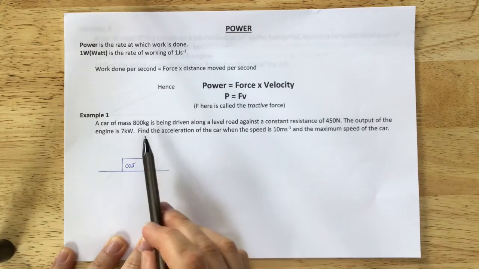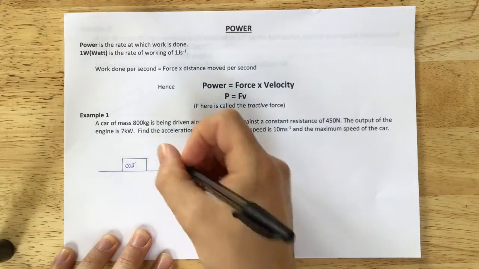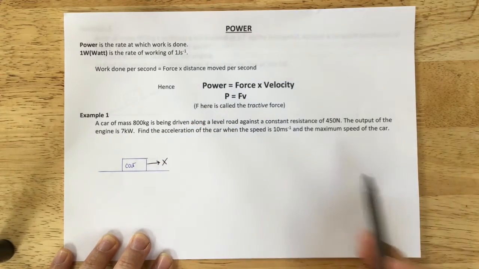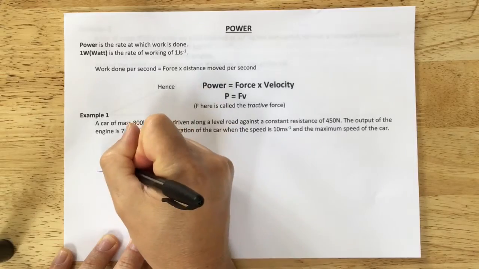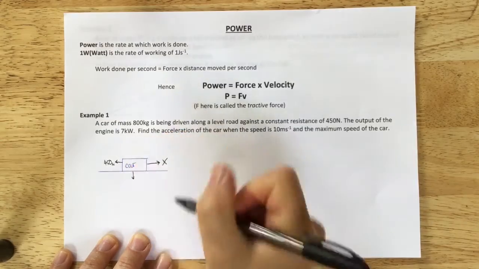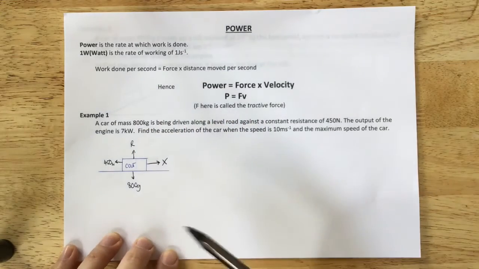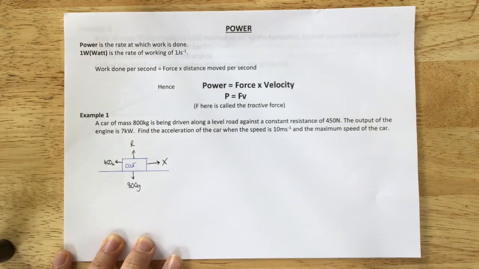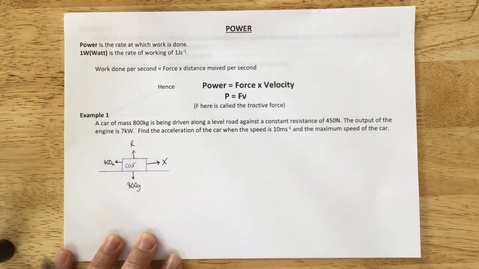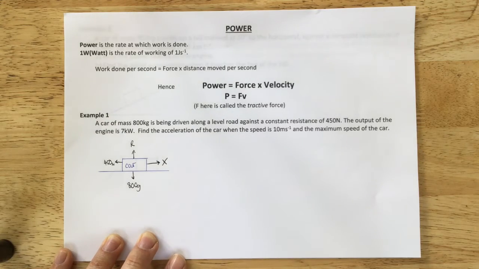The first one: a car of mass 800 kilograms, driven along a level road with constant resistance of 450 newtons. So we have the engine of the car providing a force forwards and resistances of 450 newtons backwards. We do have the weight of the car, 800g, and normal reaction as well, although they'll not play any part in this question. It was good to put those forces on it. We're told the power of the engine is 7 kilowatts. Find the acceleration of the car when the speed is 10 meters per second.